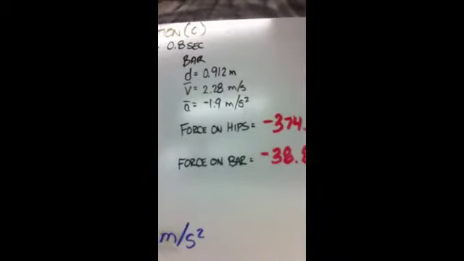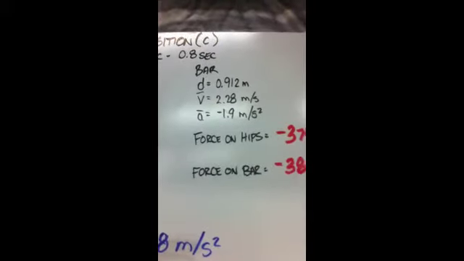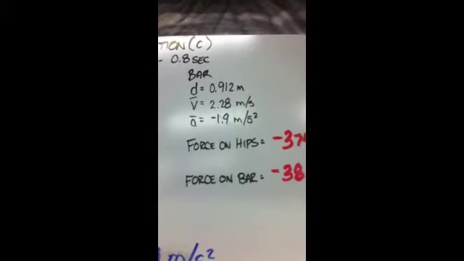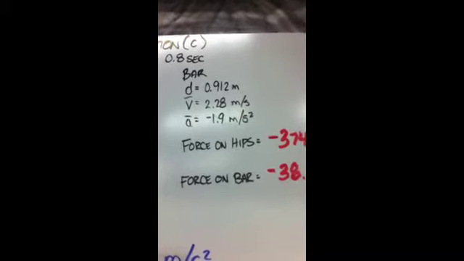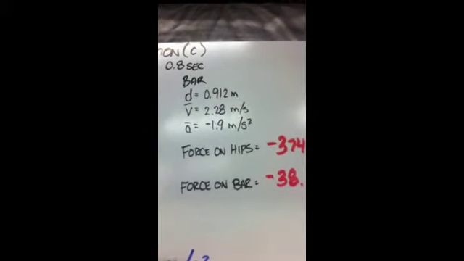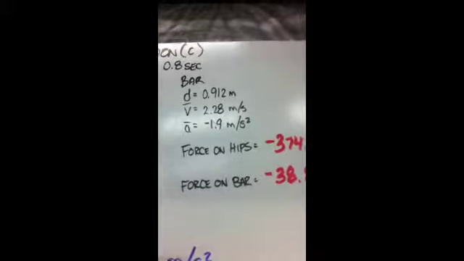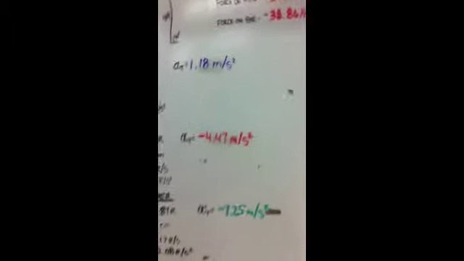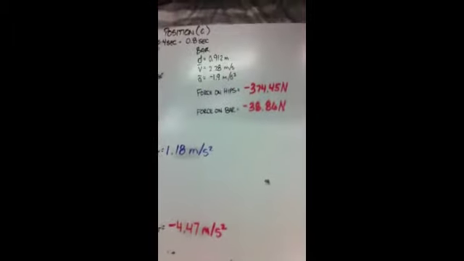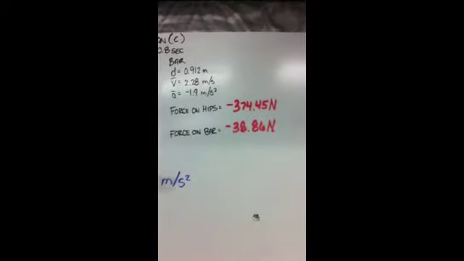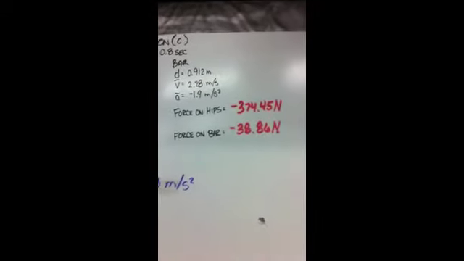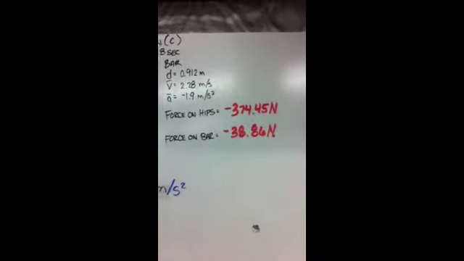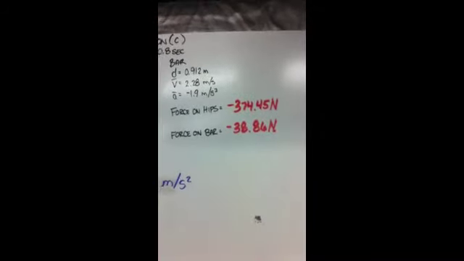How this looks on the bar gives me a bar displacement during the 0.4 of a second of 0.912 meters, which gives me a velocity of 2.28 meters per second and an acceleration of negative 1.9 meters per second squared. So a significant decrease in bar acceleration due to the lack of hip acceleration. This translated as a negative, roughly 375 newtons of force on the hips and a negative, roughly 39 newtons of force on the bar.